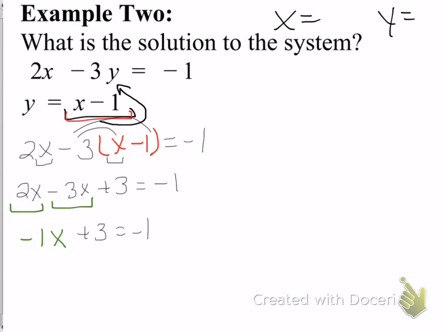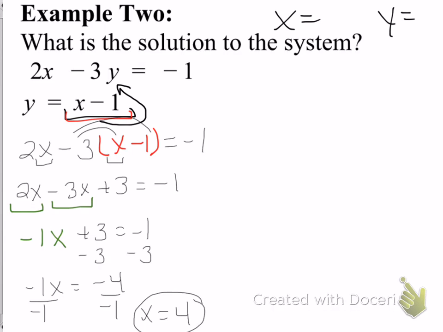Next thing we got to do is solve for x. So we have to move over this 3. Since it's a plus 3, let's go ahead and subtract 3 on both sides. So we have negative 1x equals negative 4. Well, we're not finished yet because we still have that negative 1 in front of the x. So divide both sides by negative 1. X equals 4. So we found our first variable.